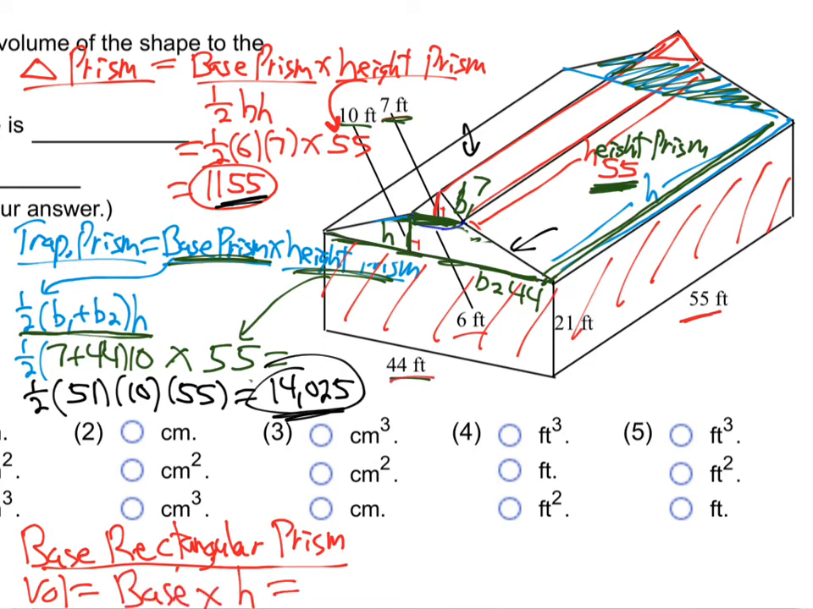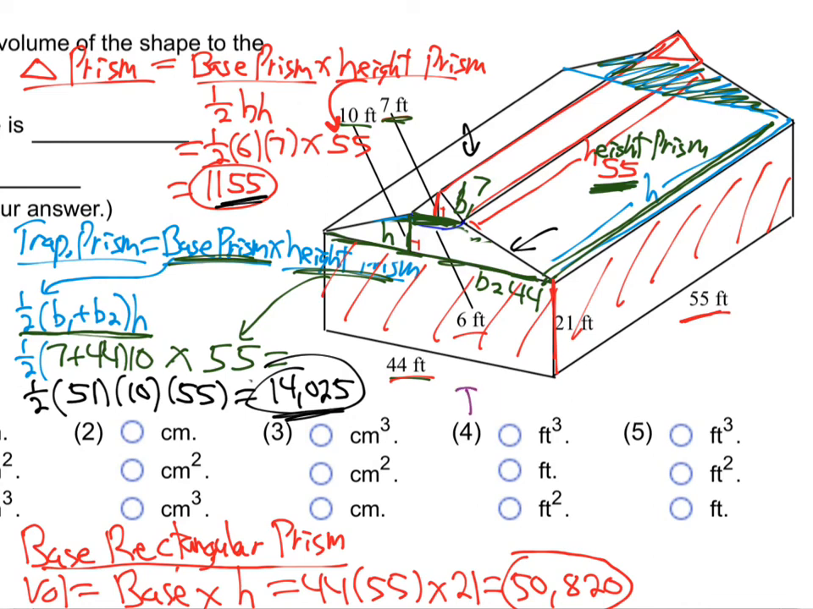So the base is a rectangle 44 by 55 times the height. What's the height? 21. It's a big rectangle on the ground, 44 by 55 coming up, 21 feet. Multiply those together. I'm getting 50,820. Now, finally, add all these up for the total volume.